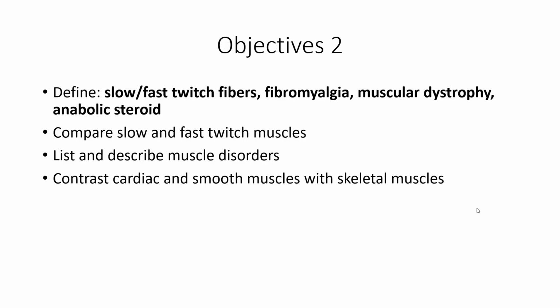In this part 2 of the muscle lecture, I would like you to be able to define slow and fast twitch fibers, fibromyalgia, muscular dystrophy, and anabolic steroid. Be able to compare slow and fast twitch muscles, including how to train them. List and describe muscle disorders, and be able to contrast cardiac and smooth muscles with skeletal muscles. A note, this last objective will tie in to other topics.